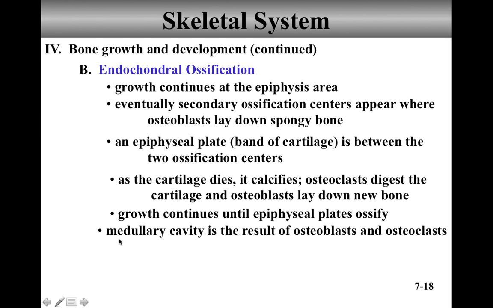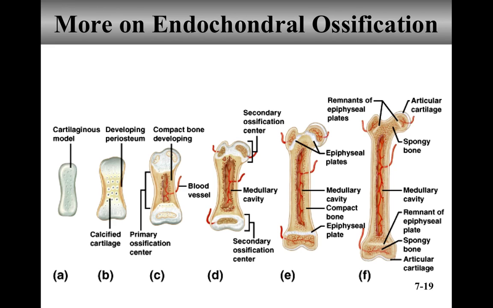So we do end up with a medullary cavity in these long bones, where the bone marrow is stored. That's the result of the work between the osteoblasts laying down new bone material and the osteoclasts digesting bone material. And so here's what it looks like. What are we making here? We're making a femur, okay?